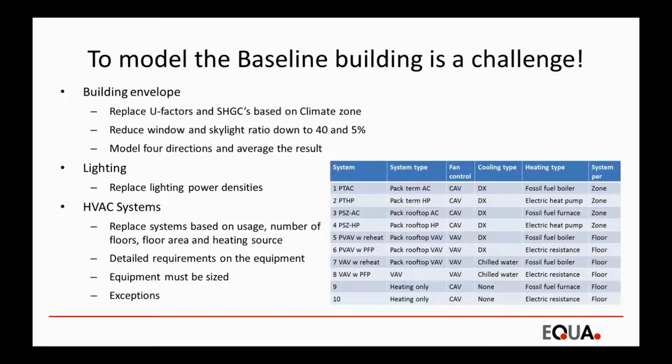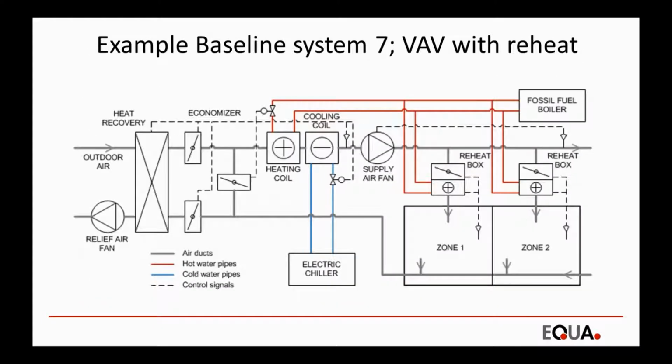I will come back to system 7 in a minute. Oh, it's here. So system 7 is quite common, at least in Scandinavia. You can probably recognize the icons. There are fans, a heating and a cooling coil, an economizer, and a heat recovery device. And then for zone control, for the heating case, you use reheat coils.